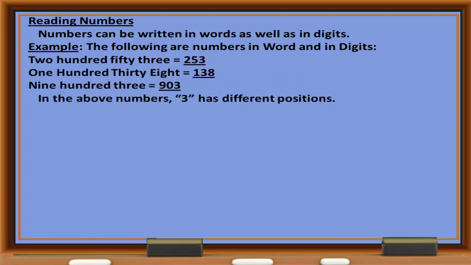In the above numbers, 3 has different positions. If we see the first number, this 3, its position is at the end of the 3 digits. If we see the second number, this 3, its position is in the middle of the 3 digits. And here again, this 3, its position is at the end of the number.